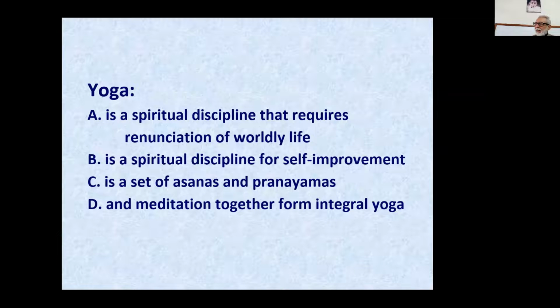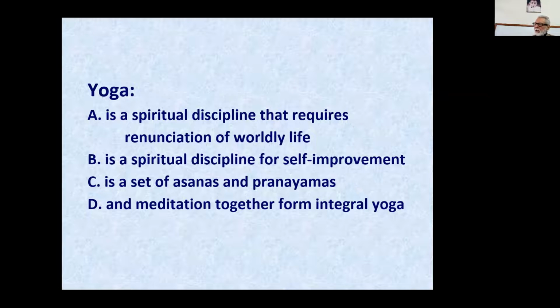Now, yoga is a spiritual discipline that requires renunciation of worldly life. This certainly is not true, because one can practice yoga while living a worldly life. In fact, that is the type of yoga that would suit most of us. Yoga is a spiritual discipline for self-improvement. That is true. Yoga is a set of asanas and pranayamas. Yes, it is, but it is not just that. And therefore, this statement is not the best option.